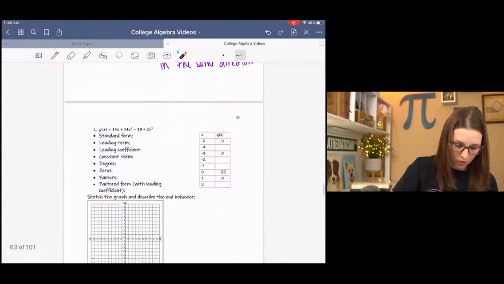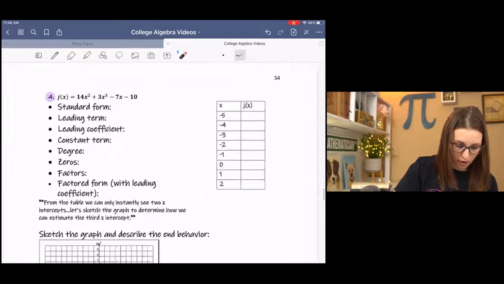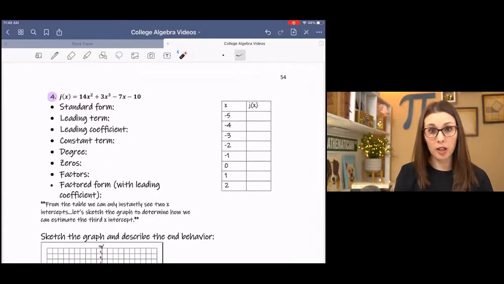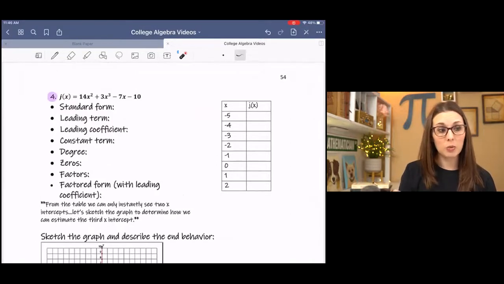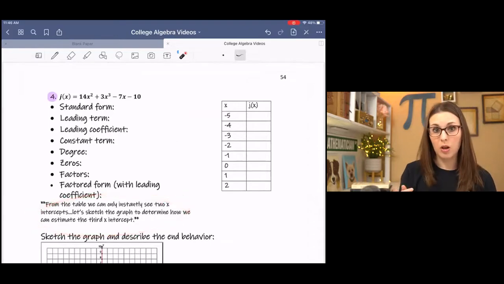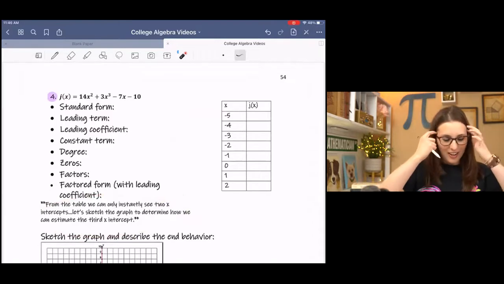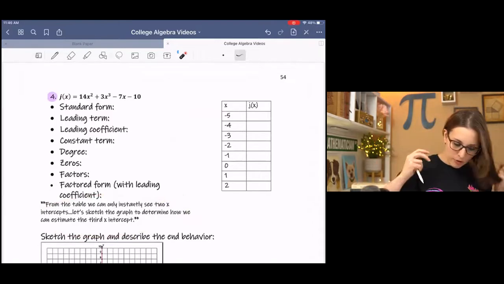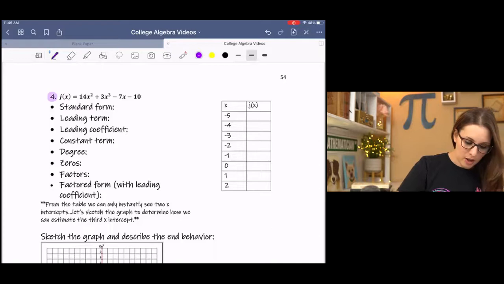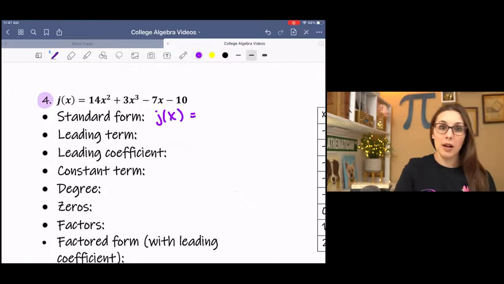I'm going to skip down to example 4 down here because two things. It's an odd degree polynomial, and we're going to find something kind of tricky with the x-intercepts, which will lead into the next lesson that I'm going to do in a different video. I want to write this in standard form first. This is j of x, and I want you to pause it and write it in standard form, then come back and check it.